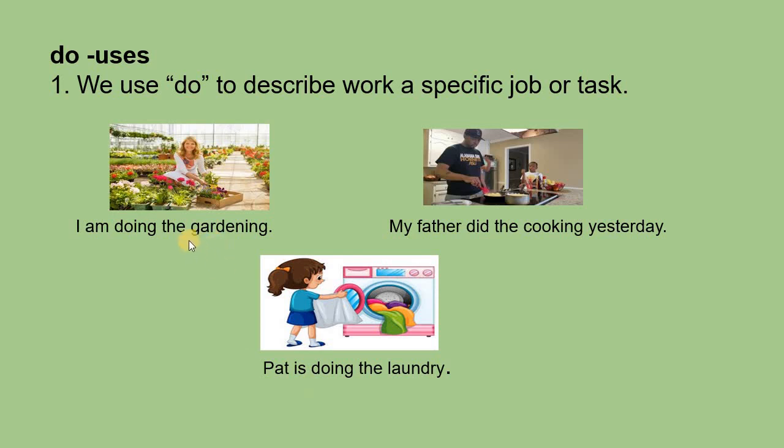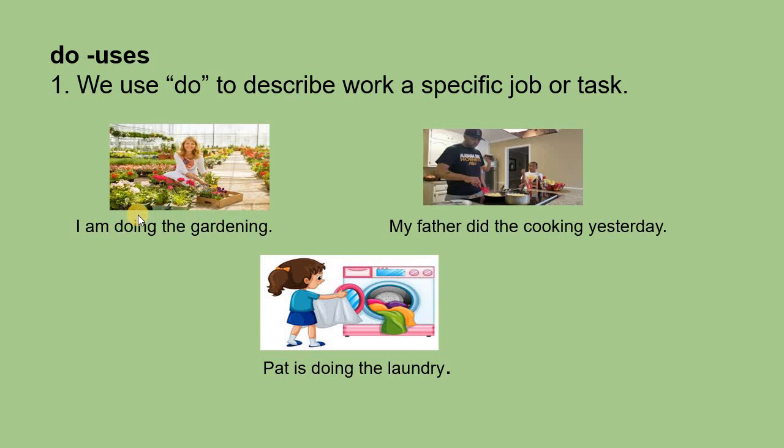They are specific jobs. You can see here gardening, cooking, and you have here laundry. And so we use the verb do. This is in the present continuous. This is the past simple. And this is the present continuous, sentence 3. And they are all the verb do.